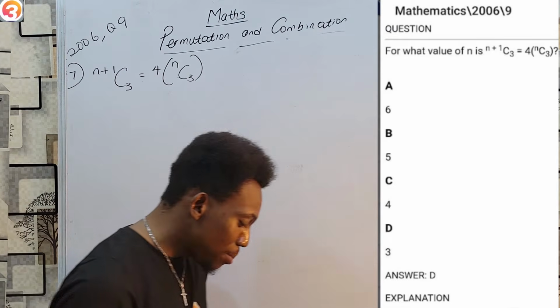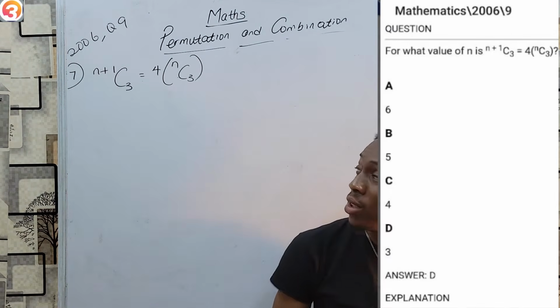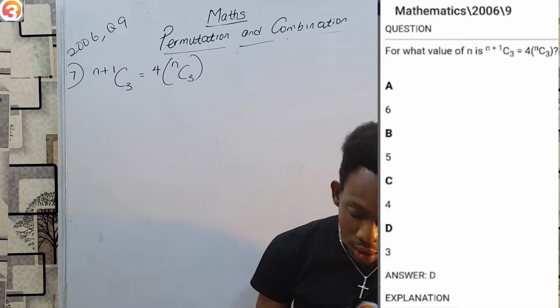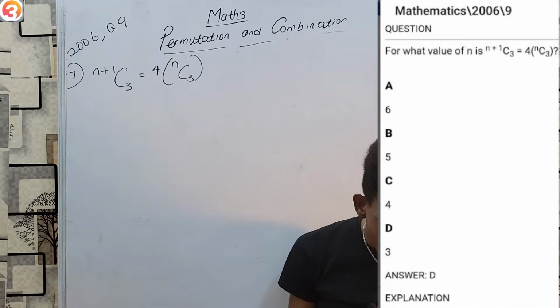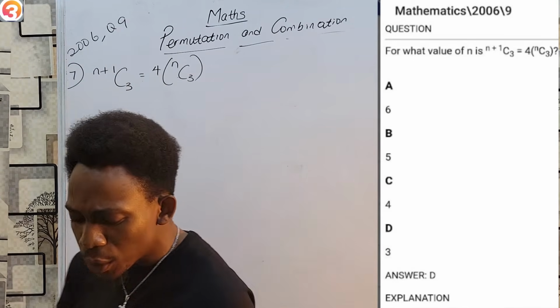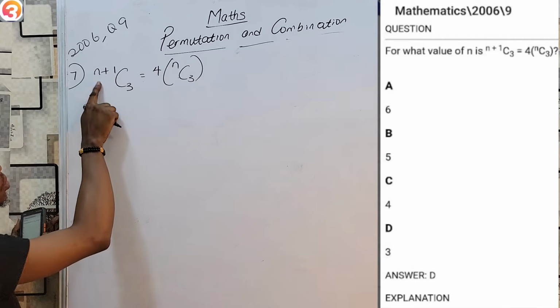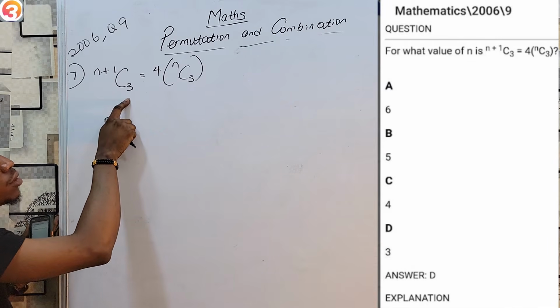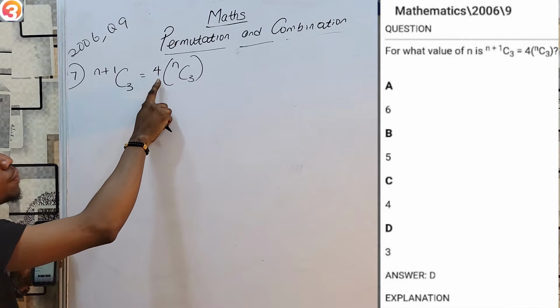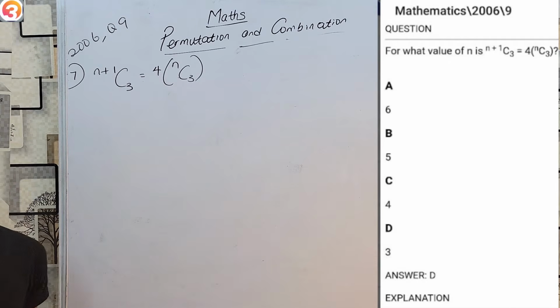Now, if you are feeling particularly lazy, you could simply try a simple method, which is to put the numbers in your options. Try, what if n is 6? This becomes 6 plus 1, 7 combination 3. Would that be equal to 4 times 6 combination 3? Try that. Then you can just try the options until you see one that works. However, I'll prefer the proper method of solving.